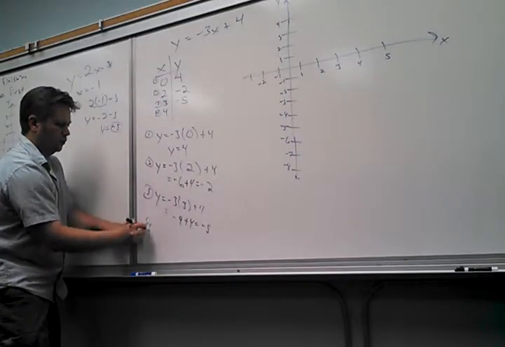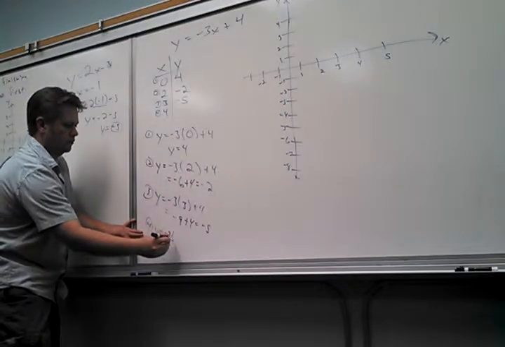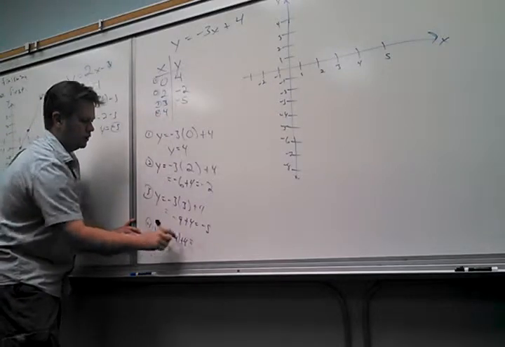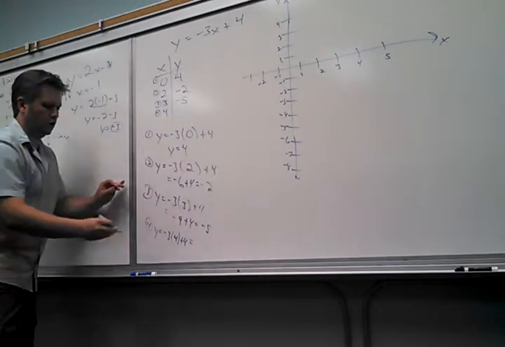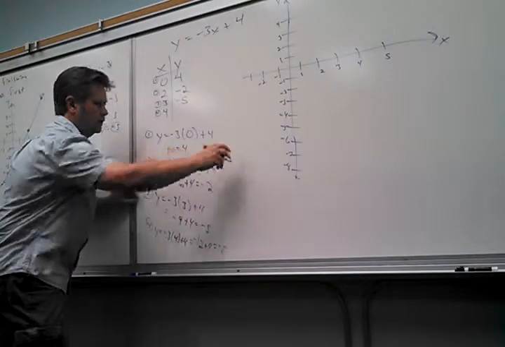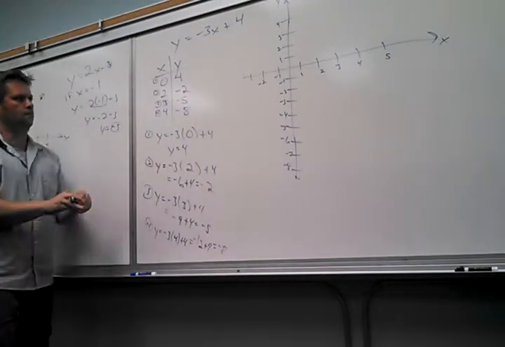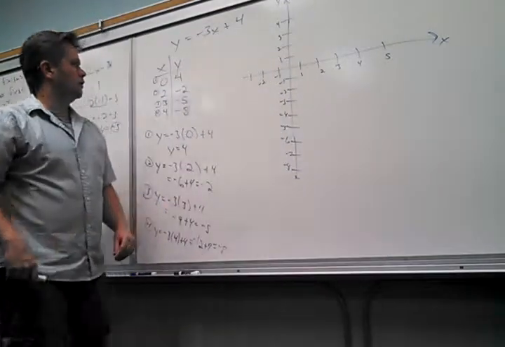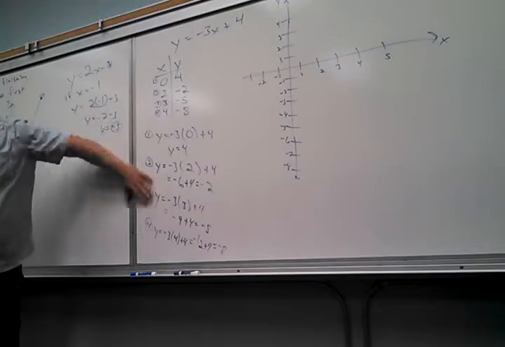And then do the fourth little problem. Plug a 4 in. Negative 3 times 4, negative 12. Negative 12 plus 4, negative 8. And now you see why I did that. How you guys feel about just that part right there?